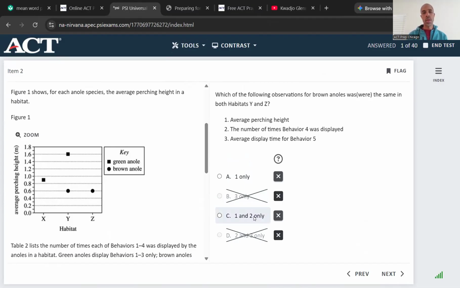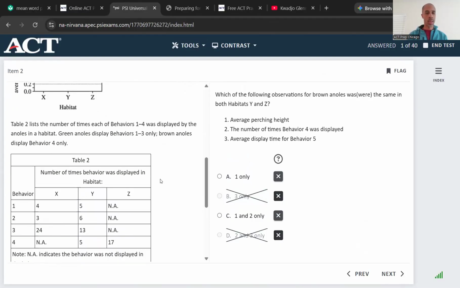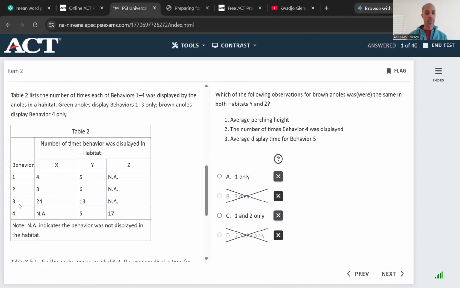The question is: the number of times behavior four was displayed? No, the number of times displayed in Y was five, and in Z it was 17. That's also not the same. So the answer is A. All right.